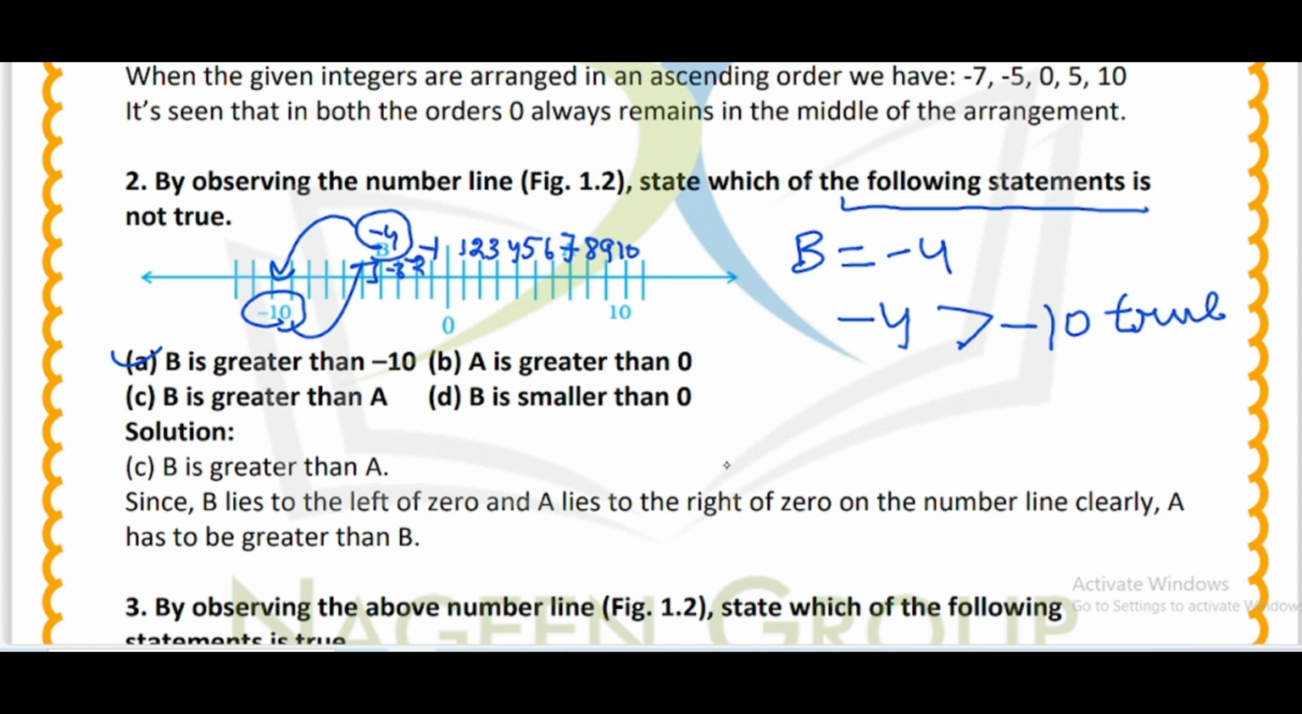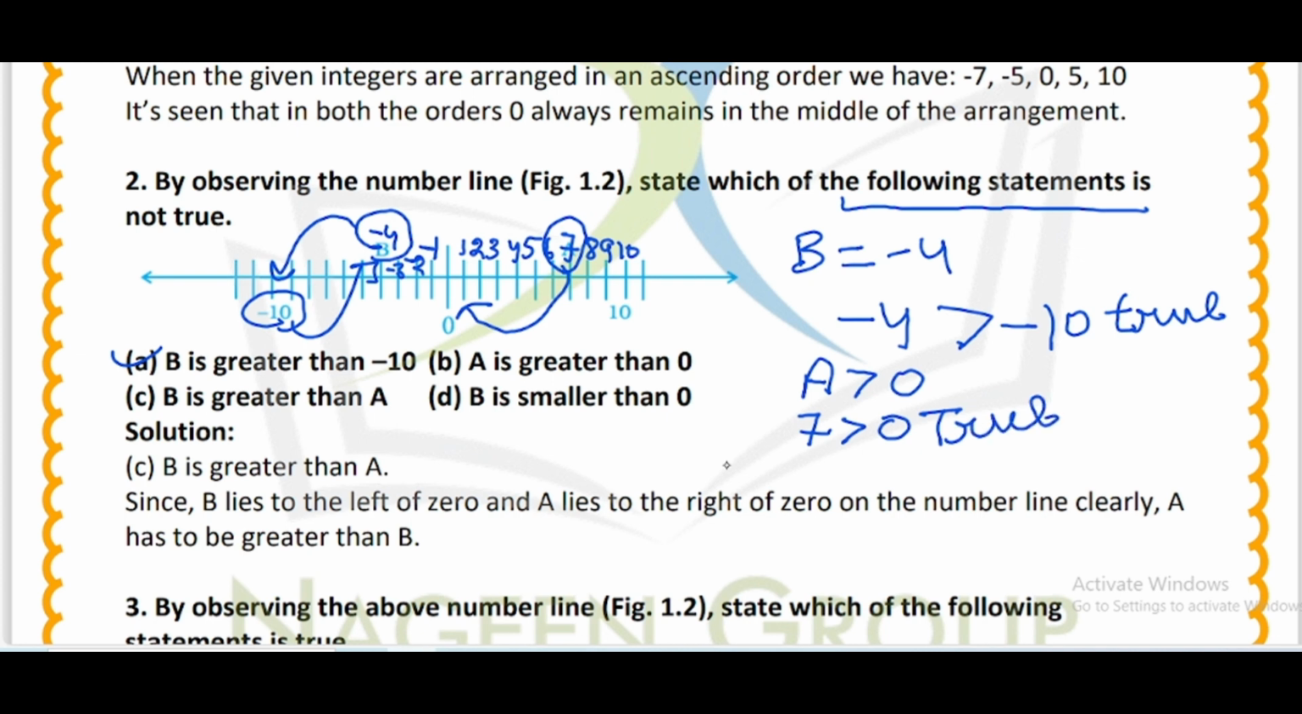Then the next part is A is greater than 0. The value of A is 7. A is greater than 0. The value of A is 7, and 7 is also greater than 0, because 7 is on the right side of 0. It means 7 is greater than 0. It means it is also true.